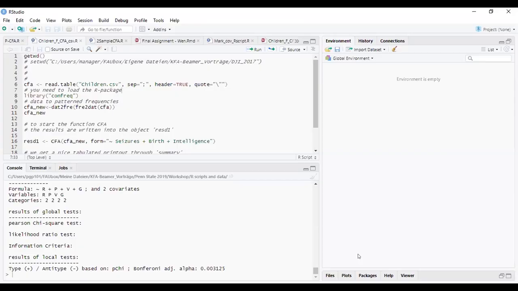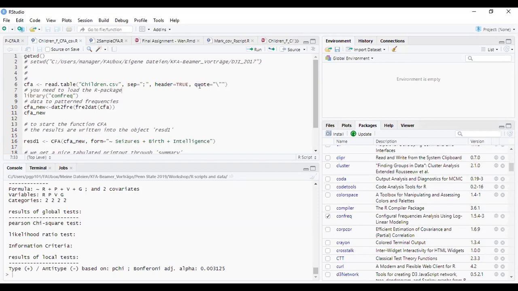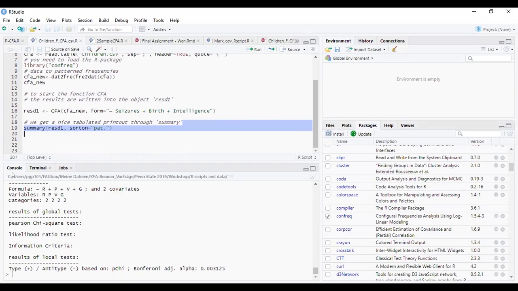Here we go. So here we have our studio with the four windows. Here is the R script window. Here we have the console. Here we have the environment or the workspace, which at the moment is clean, it was brushed here. And here we have the packages.